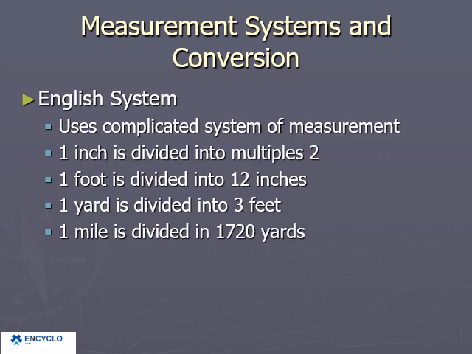The English system uses non-decimal units. 1 foot equals 12 inches. 1 yard equals 3 feet. 1 mile equals 1,760 yards. Because of its complexity, conversion tables are often required.